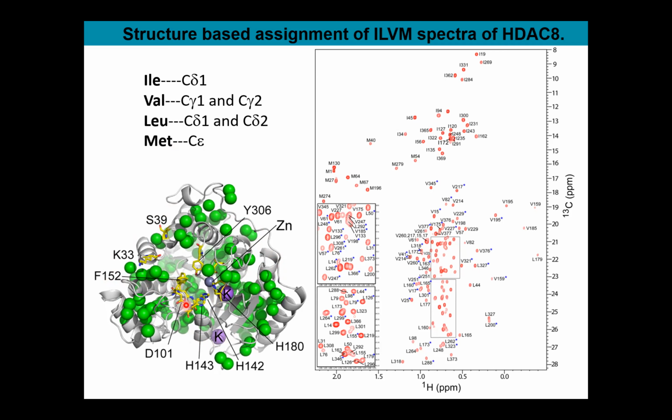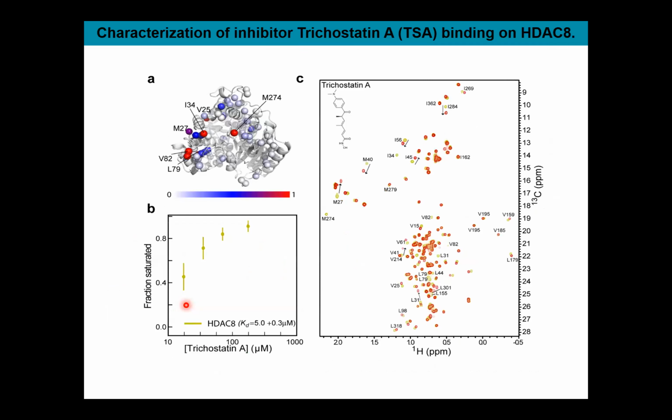After the assignment, the first thing I did was look at the interaction of this inhibitor, trichostatin A, which is a competitive inhibitor. When I did the binding of this inhibitor, I found that some residues from the active site show chemical shift perturbation. Along with that, some residues which are far away from the active site also show chemical shift perturbation.